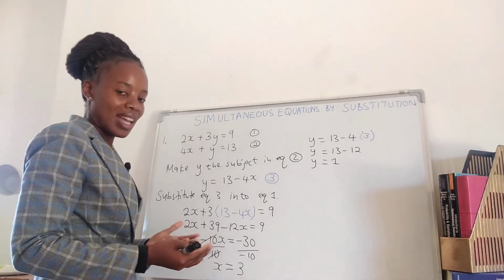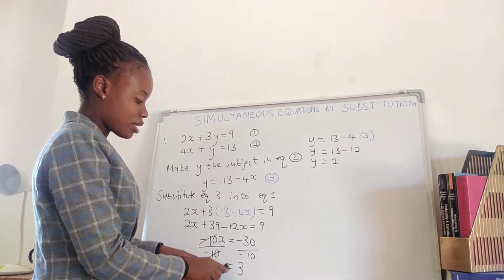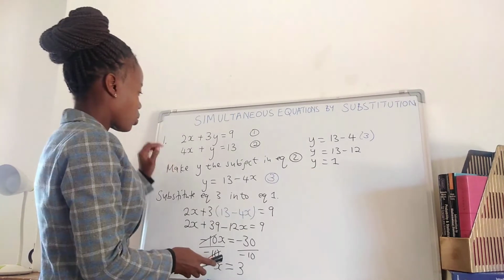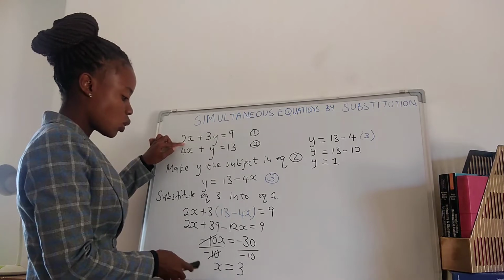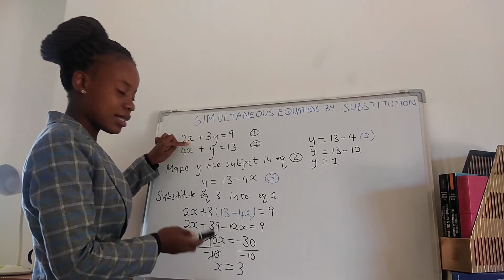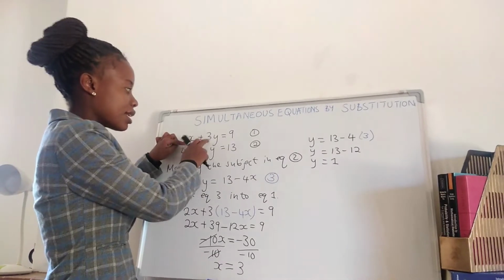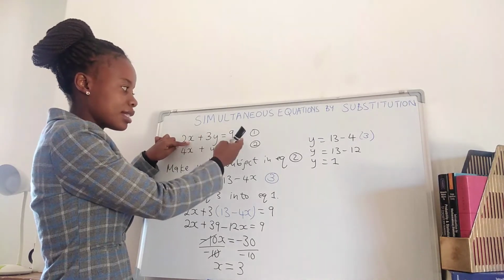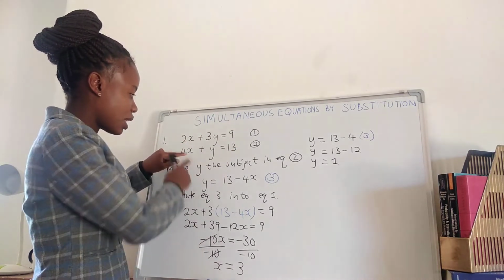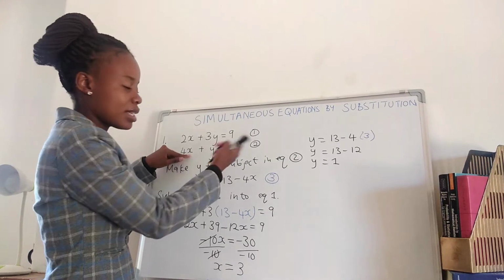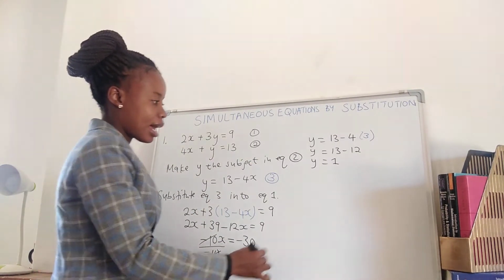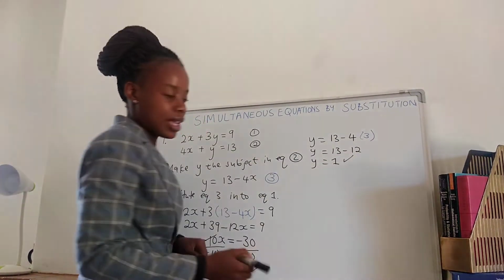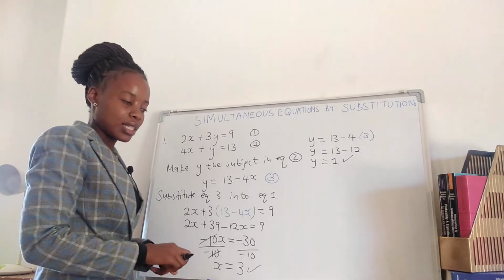You can check if your answer is correct or not. We have x equals 3 and y equals 1. So we're going to say 2 times 3. 2 times 3 is 6. 6 plus 3 times 1. 6 plus 3 is 9, right? 4 times 3 is 12. 12 plus 1 is 13. So it means that our x and our y are correct, okay?